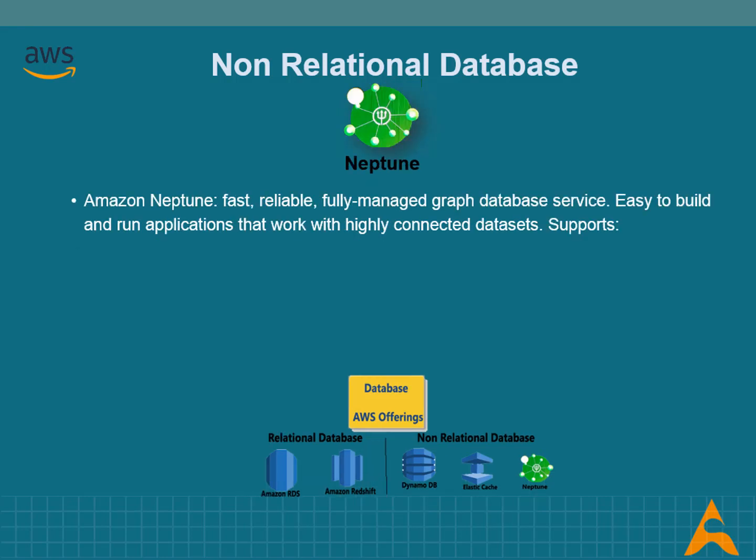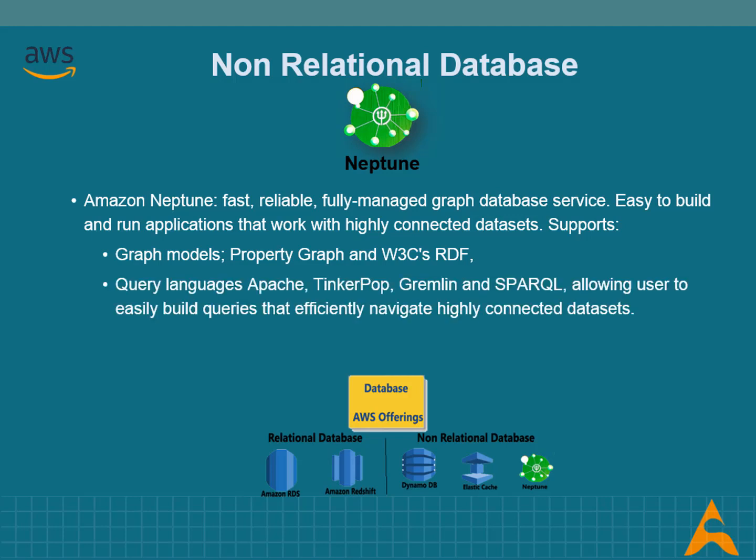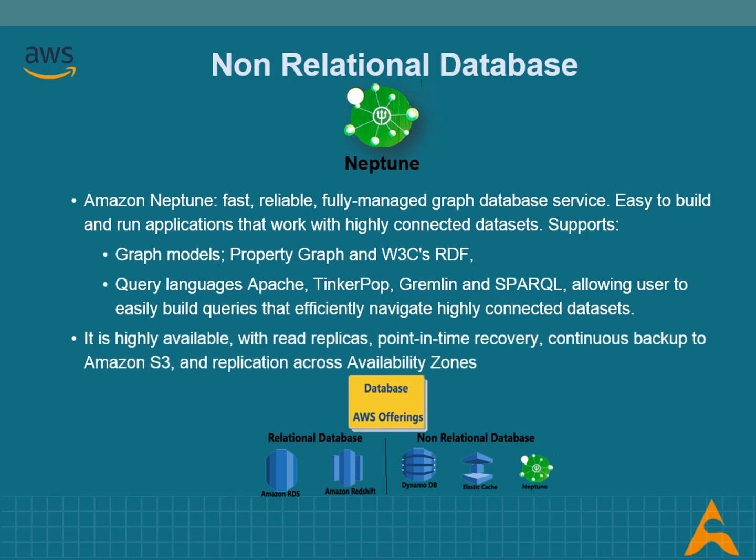Further, we will talk about Amazon Neptune. Amazon Neptune is a fast, reliable, fully managed graph database service, and it is easy to build and run applications that work with highly connected data sets. It supports popular graph models, Property Graph and W3C's RDF, and their respective query languages, Apache TinkerPop Gremlin and SPARQL, which allow you to easily build queries that efficiently navigate highly connected datasets. It is highly available with read replicas, point-in-time recovery, continuous backup to Amazon S3 and replication across availability zones.